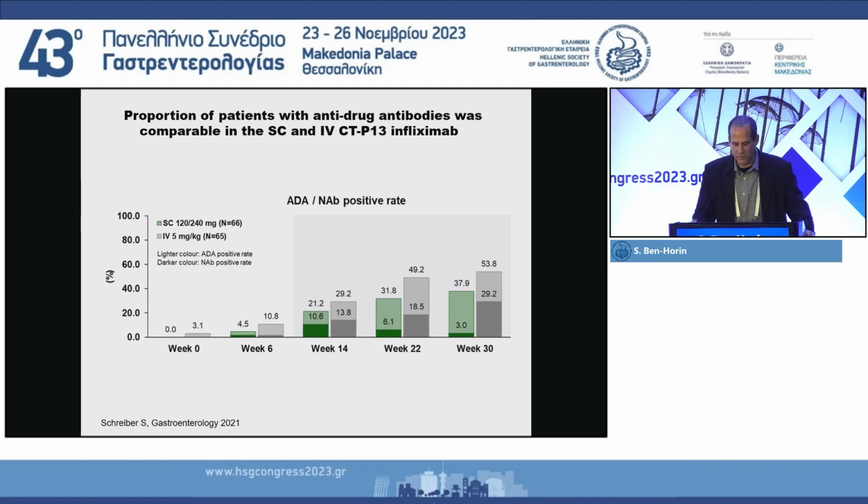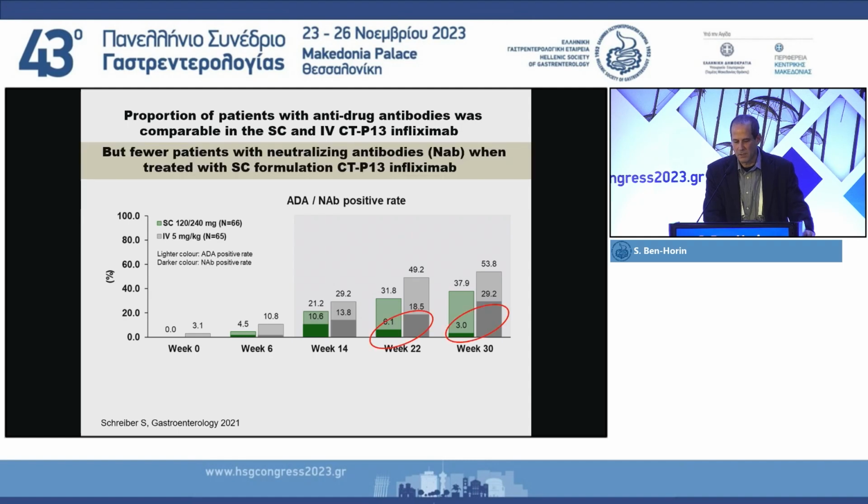What about the rate of antibodies to infliximab? Again, I showed this in the morning, and just quickly to repeat, basically it was comparable, but if you look at the more important subset in the darker bars of those patients who developed neutralizing antibodies, you see there is a signal for perhaps even a reduction in immunogenicity for the sub-Q infliximab.